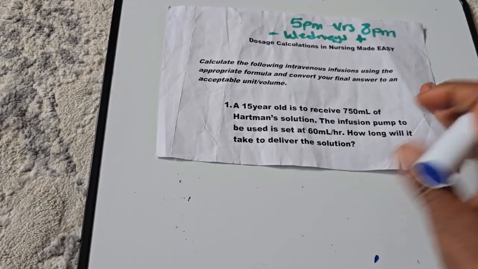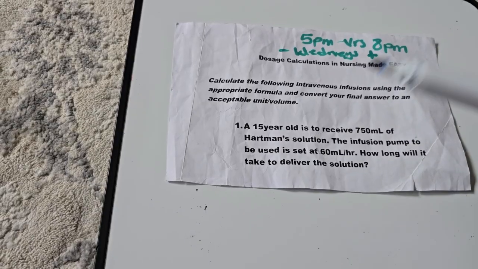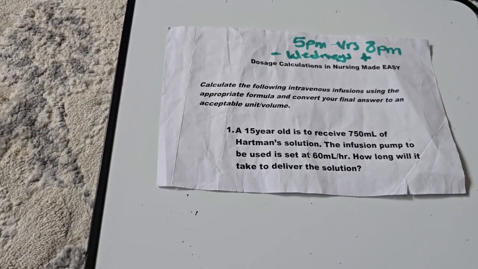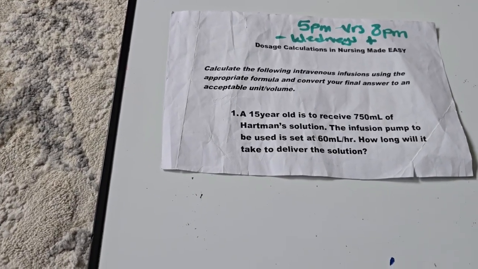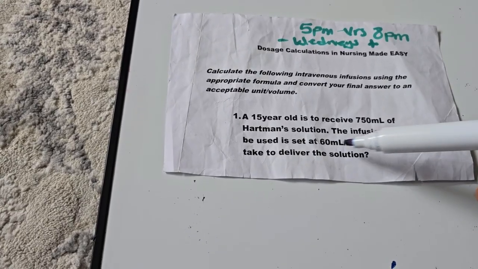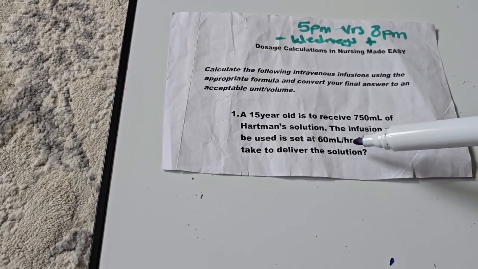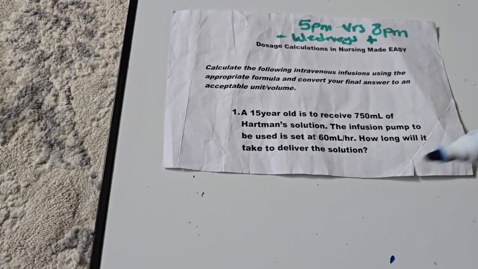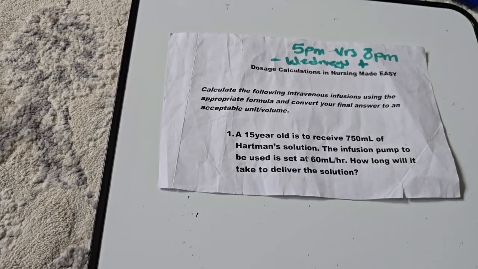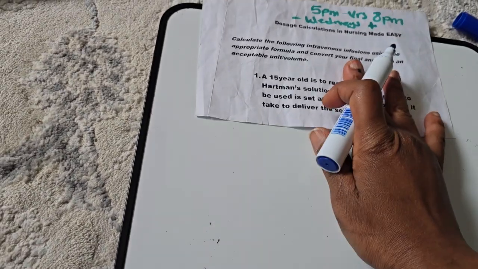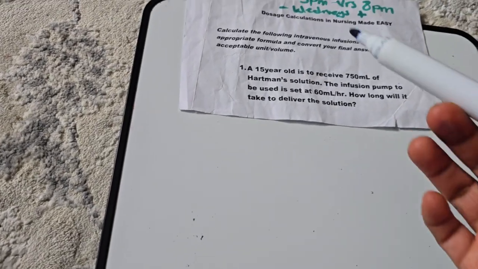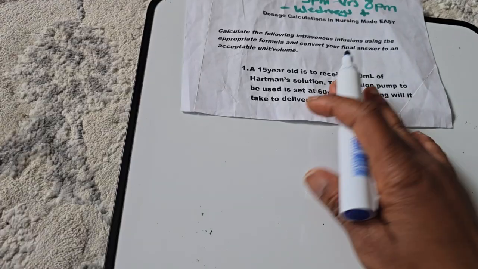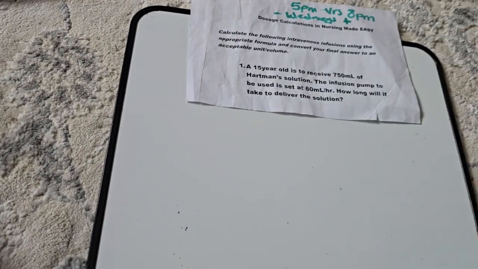And the question itself is asking us to give a 15-year-old 750 ml of Hartmann's solution, and the infusion pump that we are going to use is set at 60 ml per hour. How long will it take for us to give this solution to this patient? So let's set that aside. And before we do anything, the instructions on the question is asking us to use the appropriate formula to deal with this question. So what is the formula we are going to use?